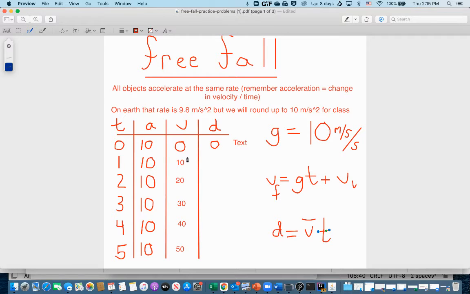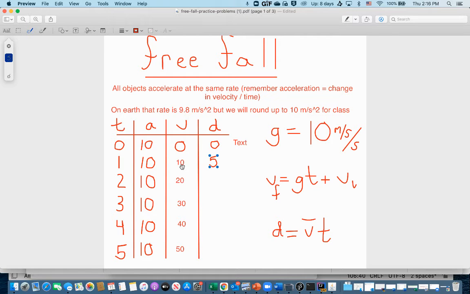Okay, so what's my average velocity between 0 and 1? Well, I start at 0. I end at 10, so my average between the two, I add these two up. So that's 0 plus 10. My average velocity here is going to be 5, right? And I do that for 1 second. So 5 average velocity here for 1 second. Well, that's going to get me 5 meters here. So in the first second, I go from 0 meters to 5 meters.